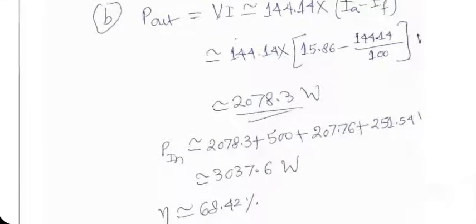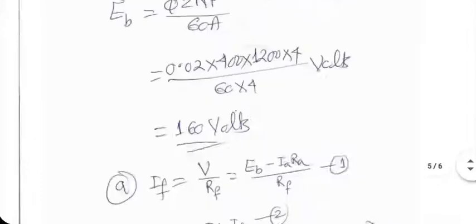The output power is 2078.3 watt plus 500 watt is the mechanical loss plus copper losses separately for both the windings are calculated here. You can check my calculations. So the input power turns out to be 3037.6 watt. And after that, you take the ratio, P out upon P in, and multiply by 100. So efficiency turns out to be 68.42% approximately.